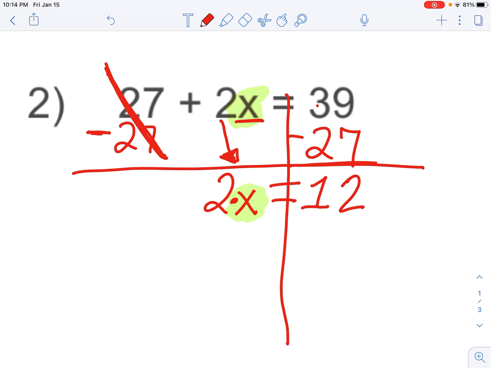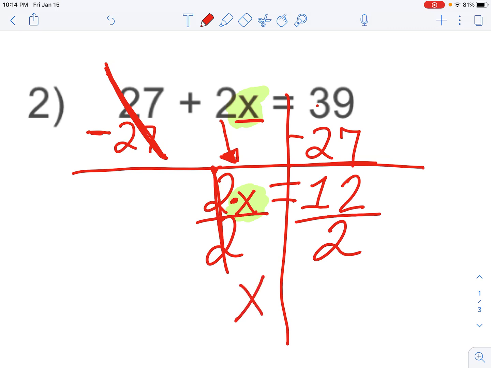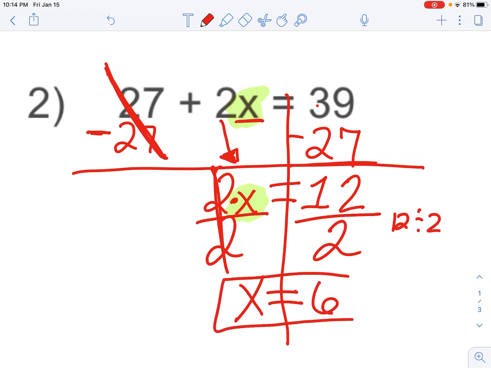The opposite of multiply is divide. So in order to get the x alone, I need to divide by the number that's with it, the coefficient. You divide by that coefficient. Divide by the 2 on both sides. Again, 2 divided by 2, or a number when you divide it by itself, is 1. So now x is all alone. Equal sign gets brought down, and now 12 divided by 2 is 6. So x is 6.